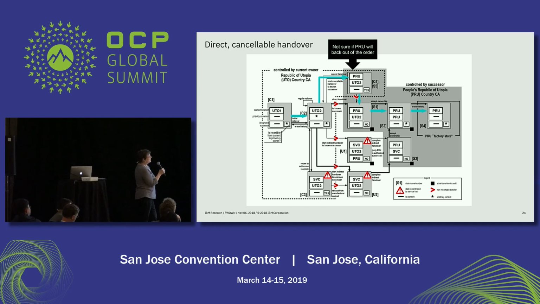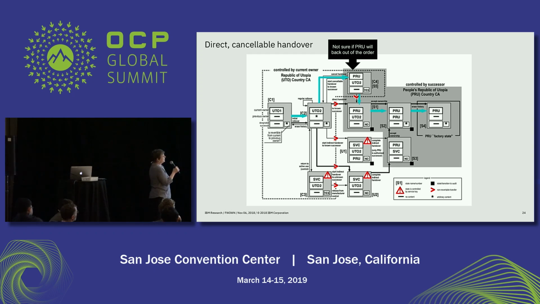So the Republic of Utopia says, okay, I now need to transfer this device. We know that PRU, the People's Republic of Utopia, has bought a number of modules. So it moves from within Utopia to Utopia, like from the manufacturing floor, perhaps into the distribution part of the company. And then the distribution part of the company says, okay, I'm now going to move that and make People's Republic the owner.